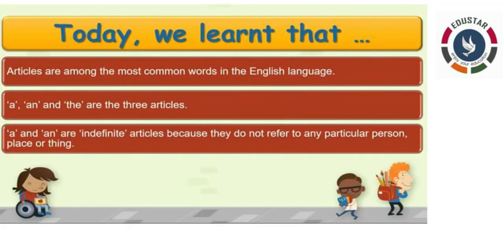So today we have learned that articles are among the most common words in the English language. A, an and the are the three articles. A and an are the indefinite articles because they do not refer to any particular person, place or thing. Can you understand till this? In part 2, we will continue with the definite article the. I hope you understand till this.